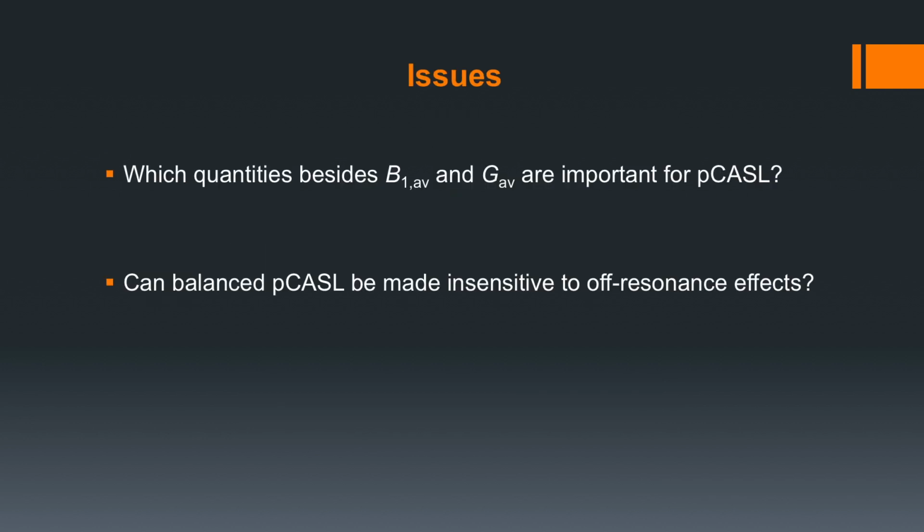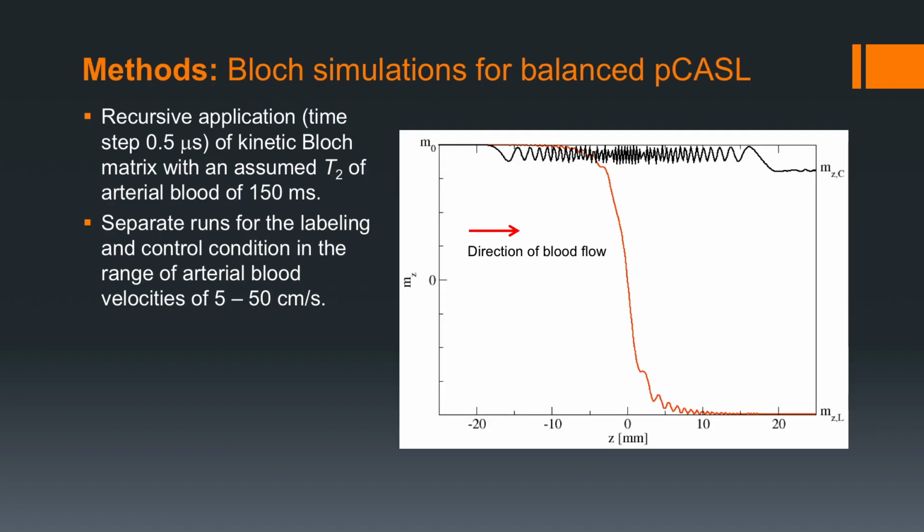The main issues of the present work are which quantities, besides the average B1 and the average gradient, are important for P-Castle, and can balanced P-Castle be made insensitive to off-resonance effects? To study this, we did simulations based on the Bloch equations. We applied the kinetic Bloch matrix recursively and ran simulations separately for both the labeling and the control condition.